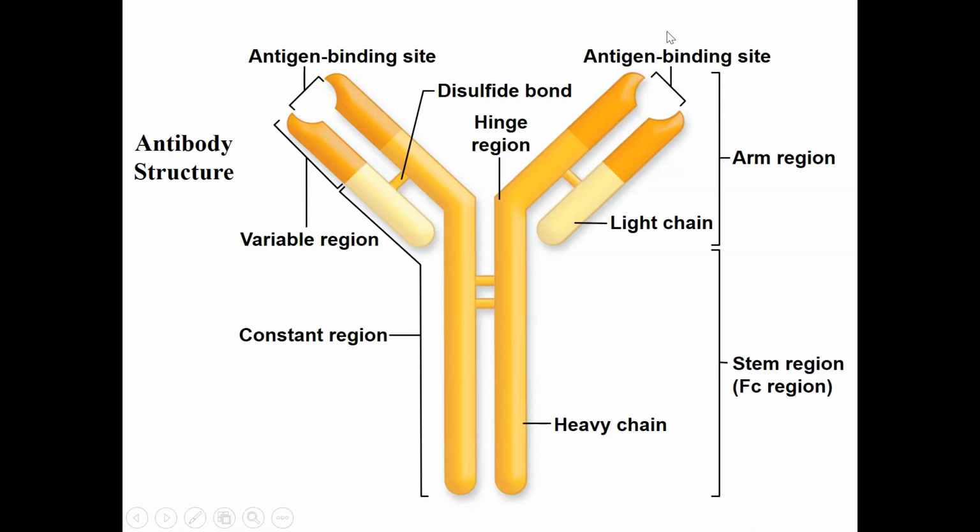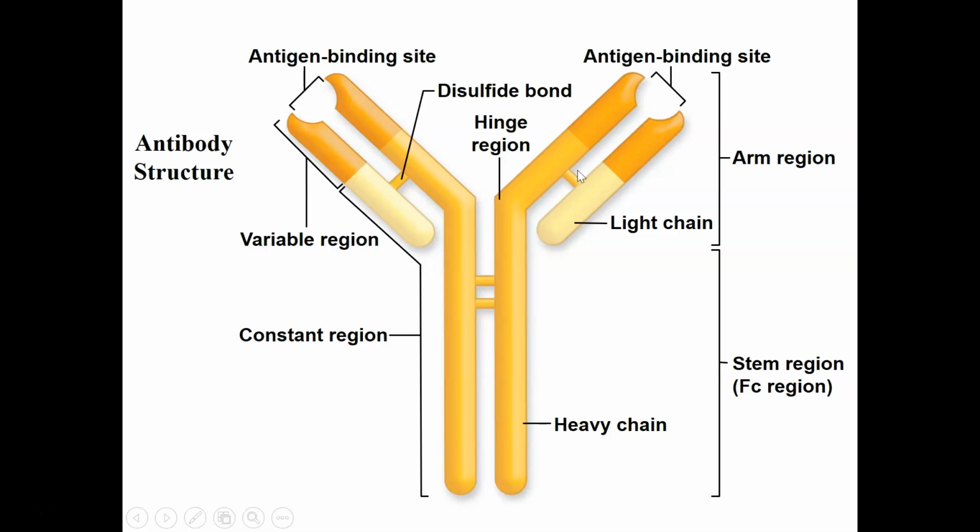The antigen binding site is the tip of the Y. There are 2 of them, and they're made up of the variable region of the heavy chain and the variable region of the light chain. This is going to produce some kind of structure which is going to be complementary in structure to some foreign antigen. For a given antibody molecule, the antigen binding sites are the same. So these are going to be the same for one antibody molecule.